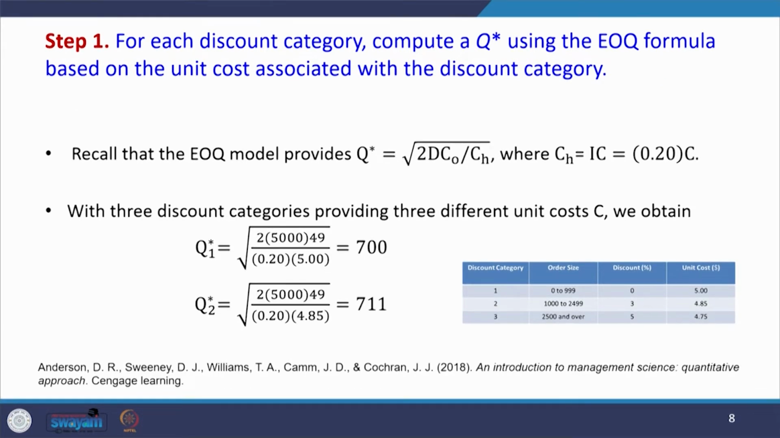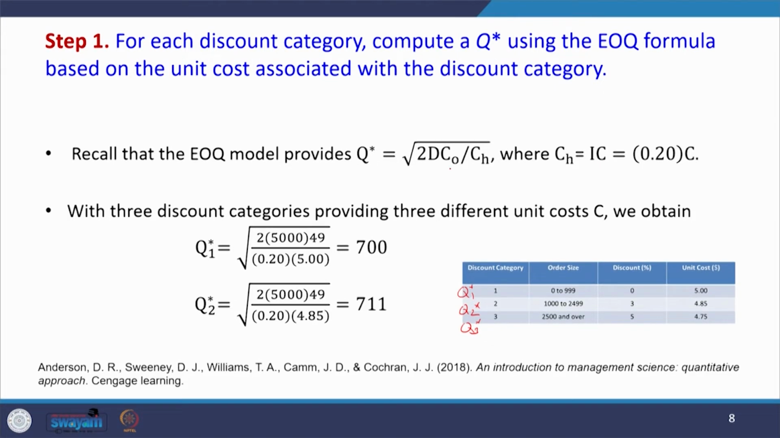So, look at this table. So, for each one we are finding Q1, Q2, Q3. In fact, it is a Q1 star, Q2 star and Q3 star. So, we know the formula Q star is square root of 2D C naught by CH. So, holding cost is percentage in interest rate multiplied by the unit cost.